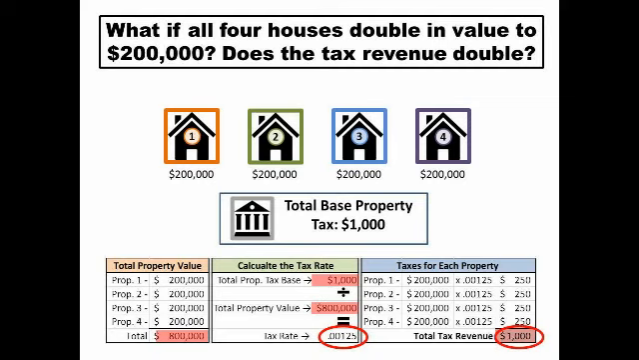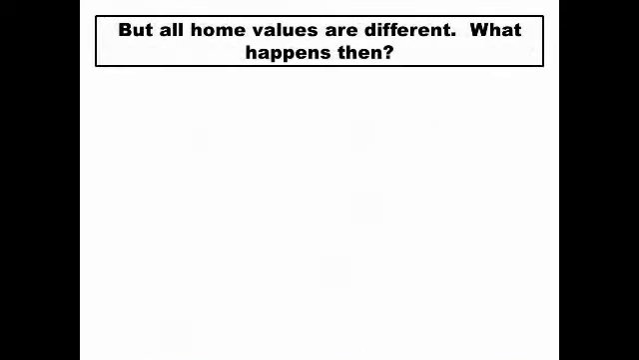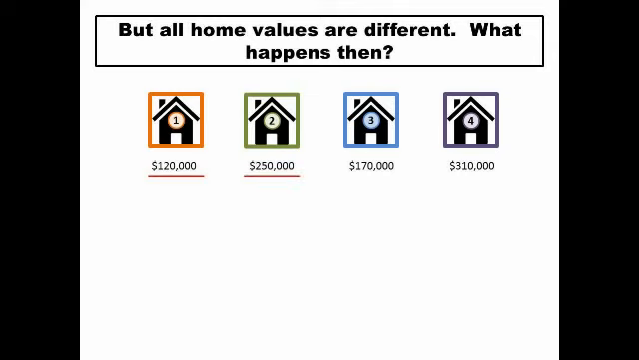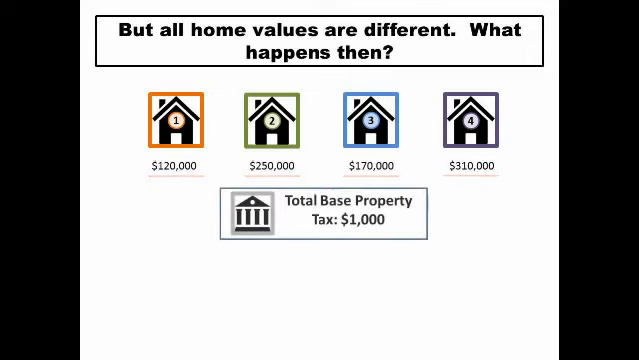Now, naturally, not all homes are the same value. And so let's run an example in which we now have home values that have gone up and home values that have gone down. This one, the number 1 property has gone down to $120,000, where we had it before at $200,000, $250,000, $170,000, $310,000. The total base property tax is once again $1,000.